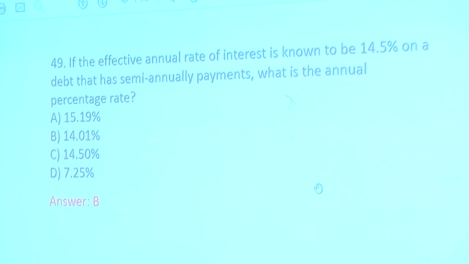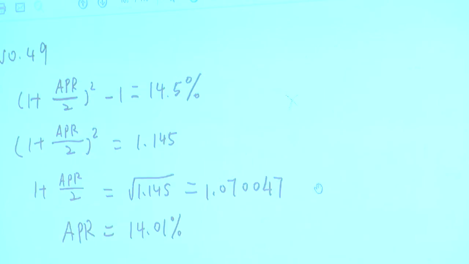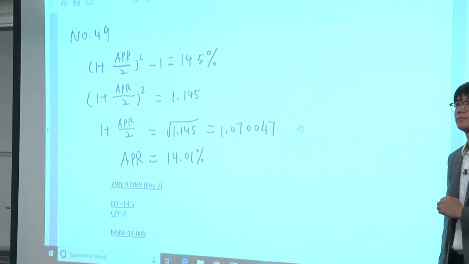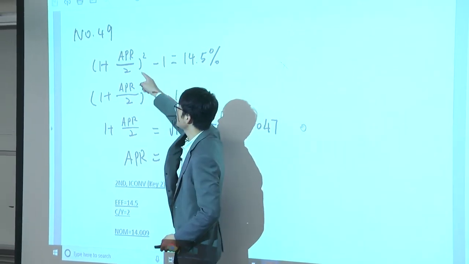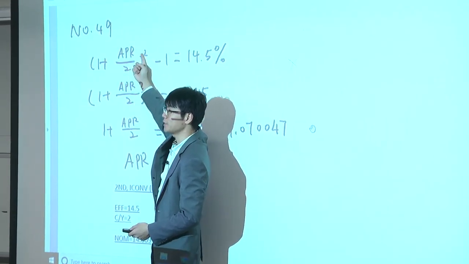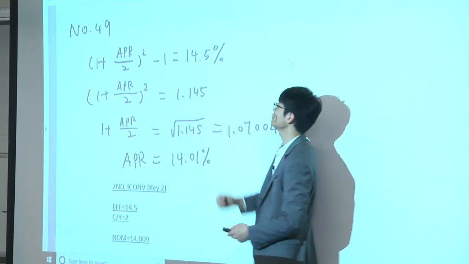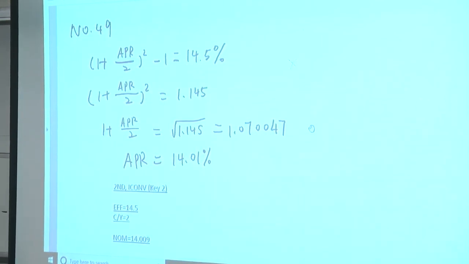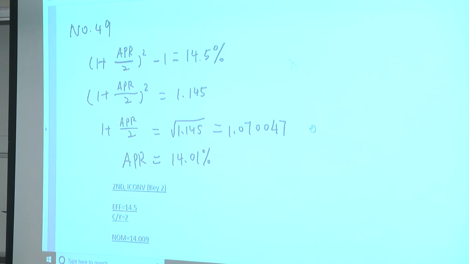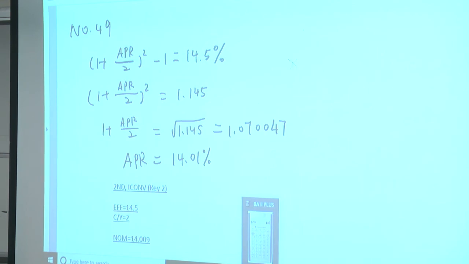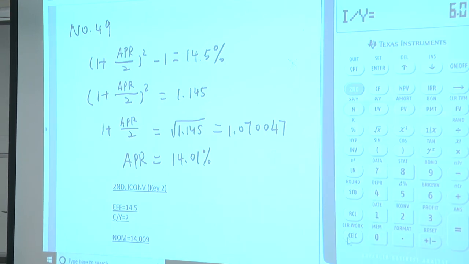What's the effective annual rate of interest of 14.5% a year using semi-annual payments? By equation, you have this: your APR divided by 2, which is semi-annual payments, raised to the second power minus 1 is your EAR. So if you use your calculator just normally, you will have 14.1%. But there's another function on the calculator that you can use to do effective annual rate and the annual percentage rate.